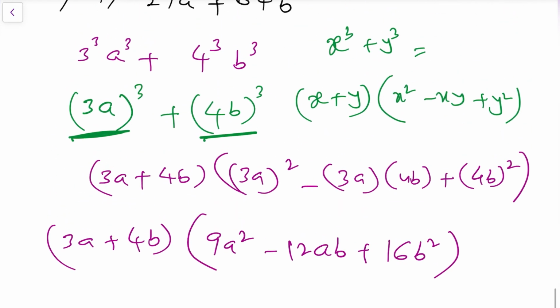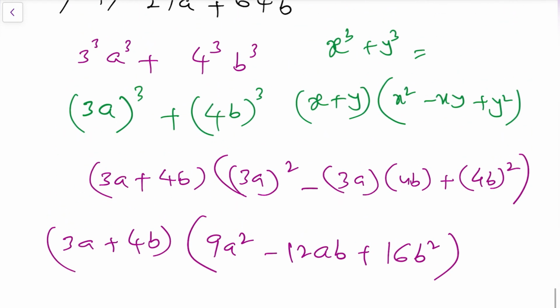Still we cannot simplify further, so answer completed. Next, in this 10th bit only, second question is there, that also we will discuss now. Second question in the 10th bit is 343y cube minus 1000.